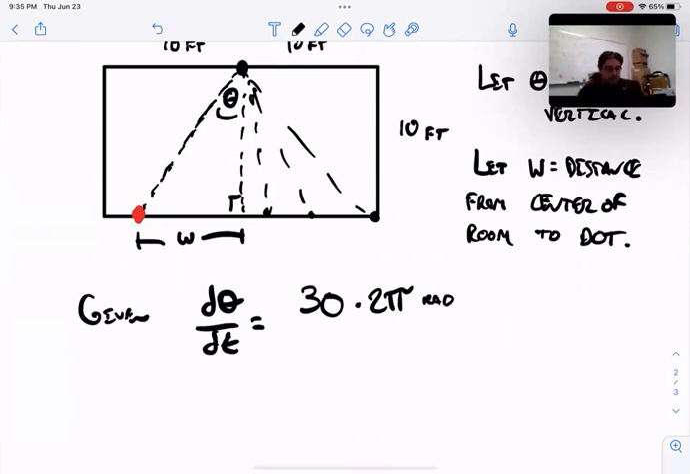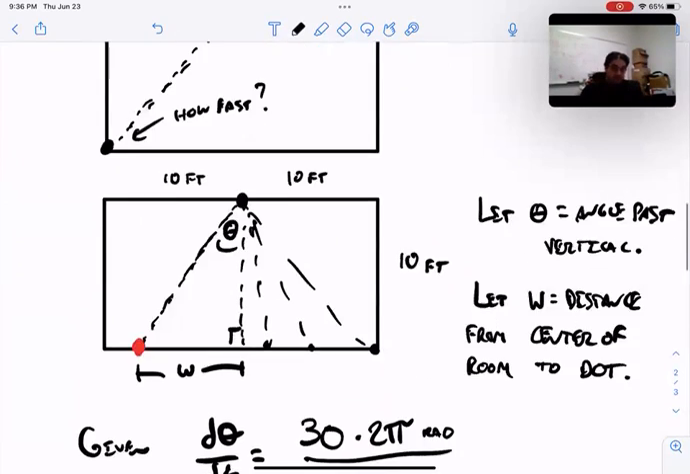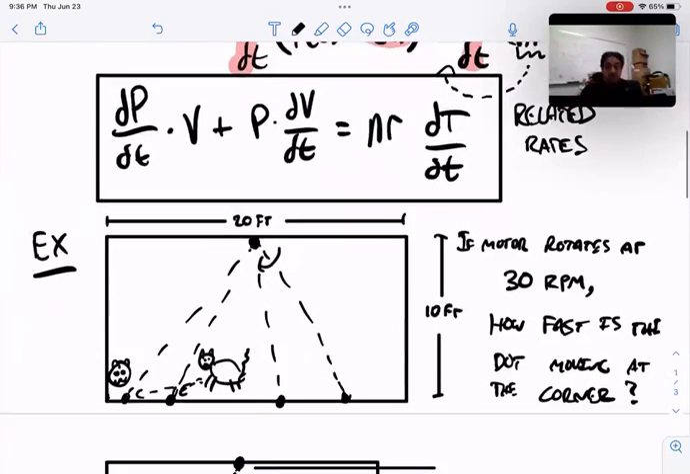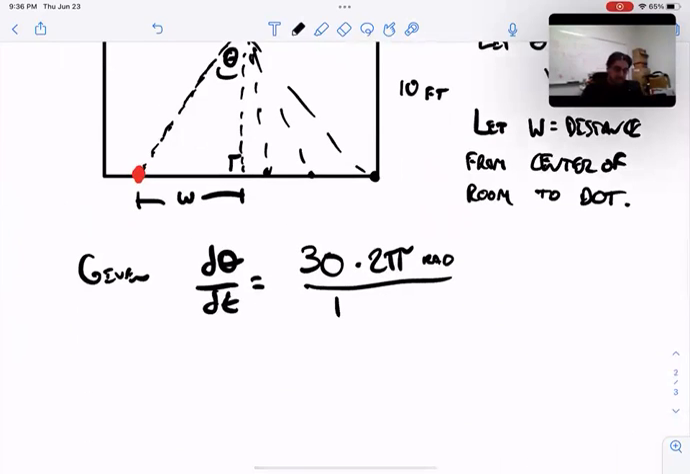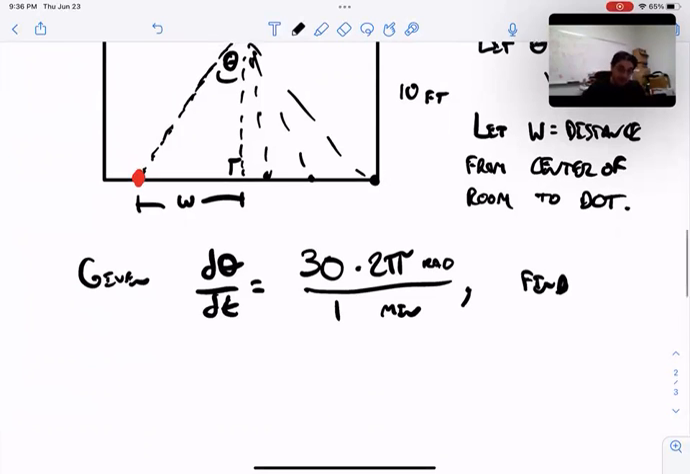So I have two pi radians per unit of time, which in this case, we said it was 30 revolutions per minute. So each minute, it completes 30 revolutions, and 30 revolutions is 30 times 2π radians. So that's d theta dt. That's a quantity that we're given here in the problem. So we're given this.